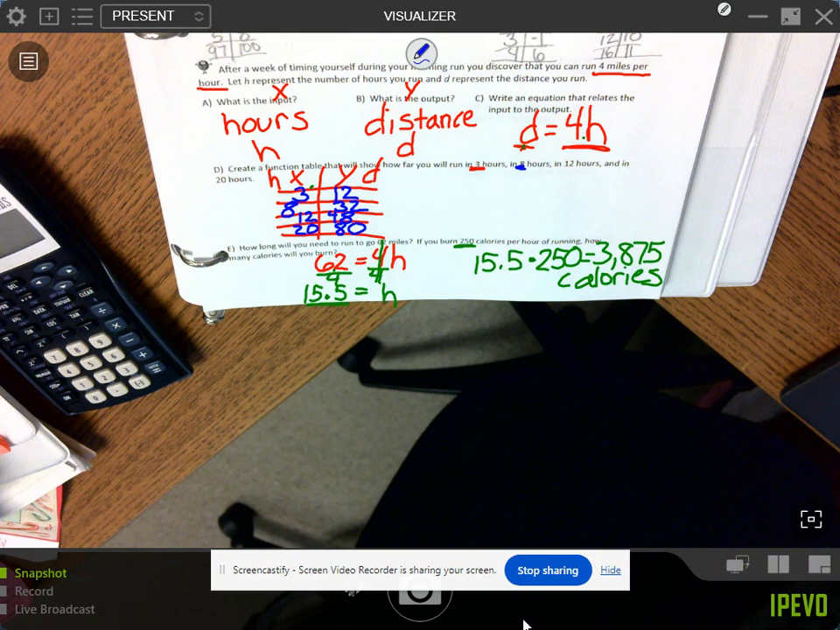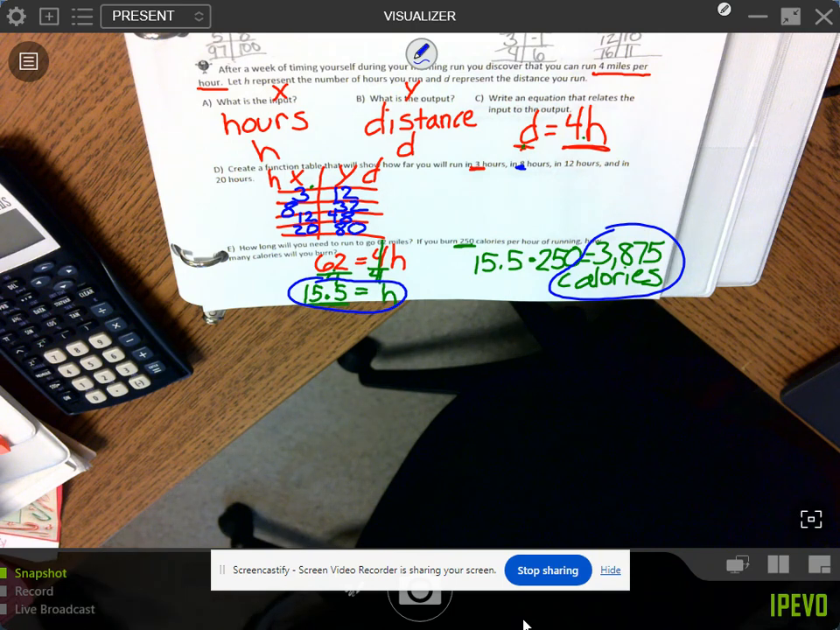So on the test, if it's asking 2 questions, I would want you to circle your 2 answers, so I know where your final answers are. I know where to look.